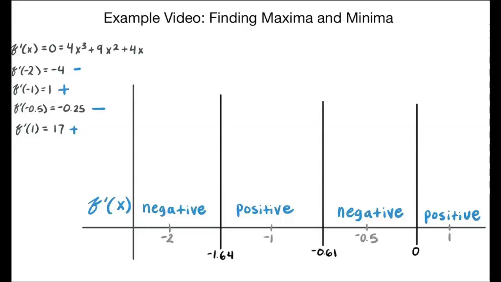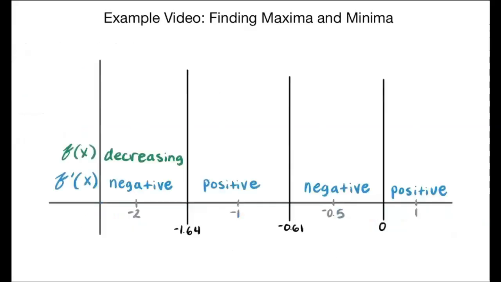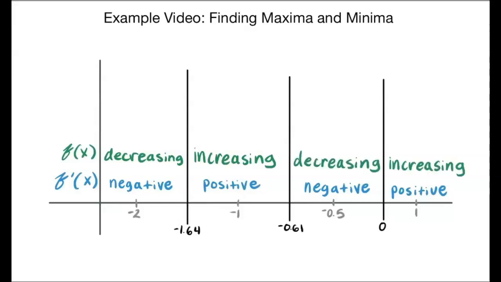We know from the chart at the beginning of this video that when the first derivative is negative, the original function is decreasing, and when the first derivative is positive, the original function is increasing. Knowing this, what can we say about the original function? We know that between -infinity and -1.64, the function is decreasing. Between -1.64 and -0.61, the function is increasing. Between -0.61 and 0, the function is decreasing. And between 0 and positive infinity, the function is increasing.